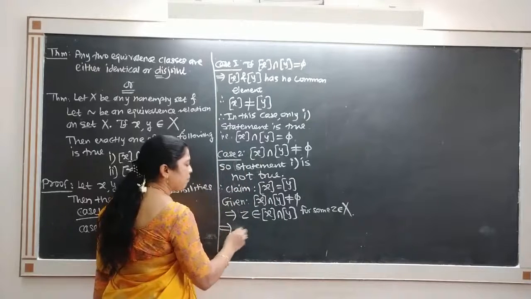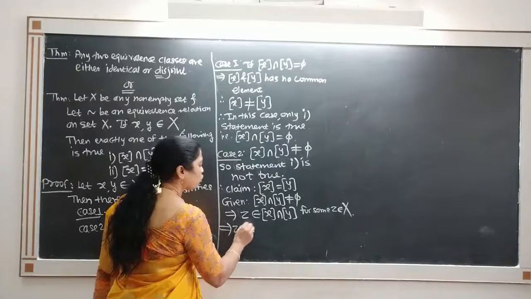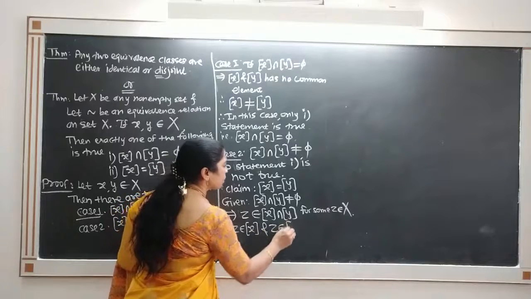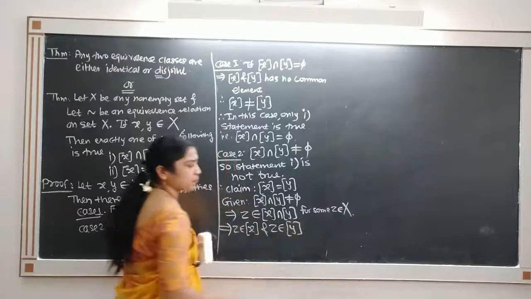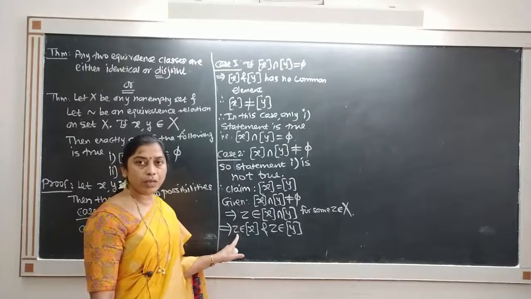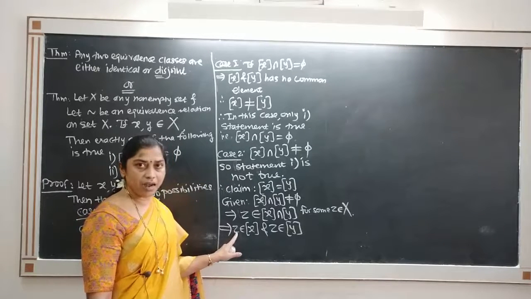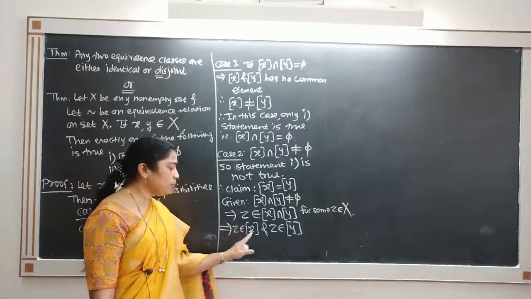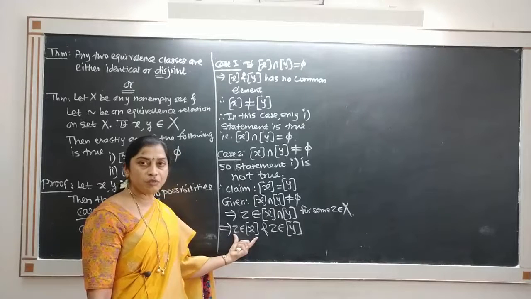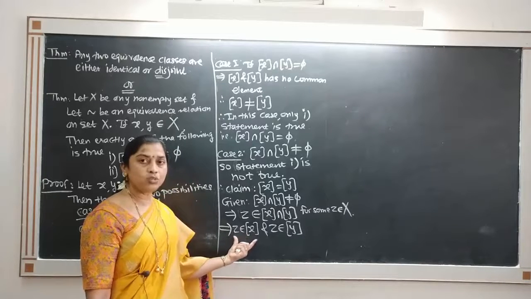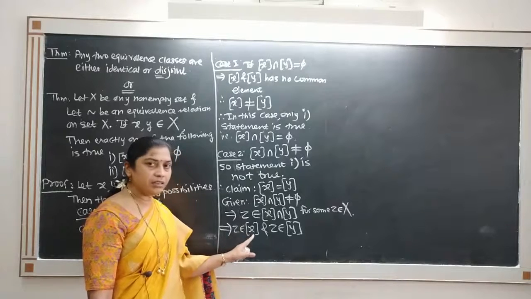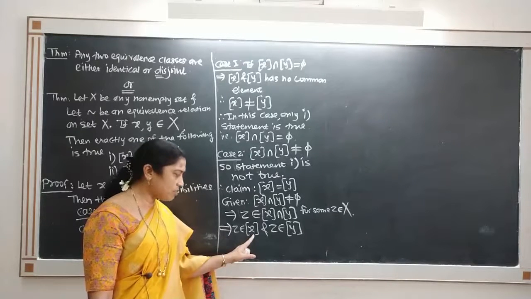This means that because it is in the intersection, it belongs to both. It belongs to the equivalence class of X, and it also belongs to the equivalence class of Y. Now we have proved the above lemma. What is our above lemma? The lemma says that if an element belongs to the equivalence class of another element, both have the same equivalence classes. So you can use the above lemma and show that the equivalence class of Z is the same as the equivalence class of X.